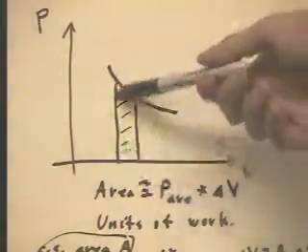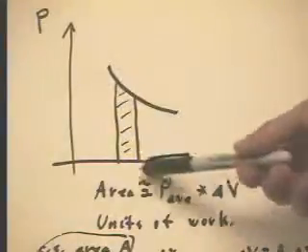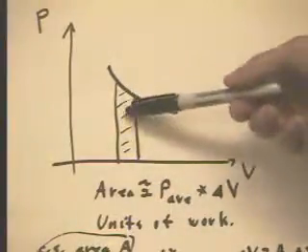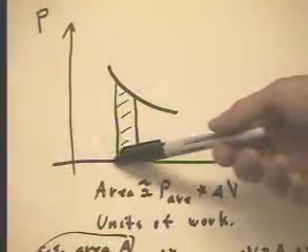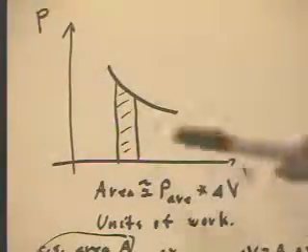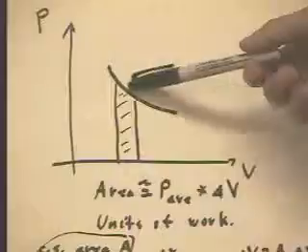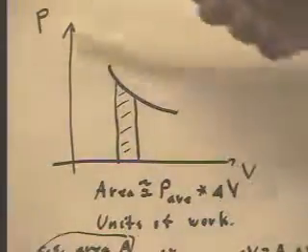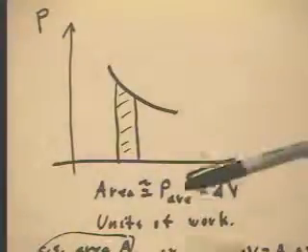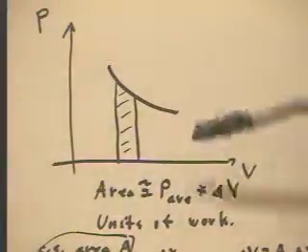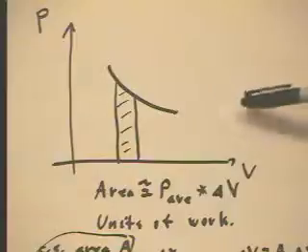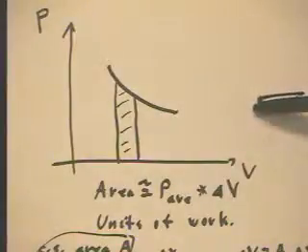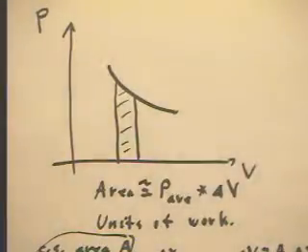This is a trapezoid actually, and if you find the average altitude of the trapezoid multiplied by the width, you get a pressure multiplied by change in volume. The units are units of work because pressure is in newtons per square meter, and volume is in cubic meters. When you multiply newtons over square meters by cubic meters, you end up with a meter times the newton, which gives you a newton meter. And that is, of course, a unit of work.